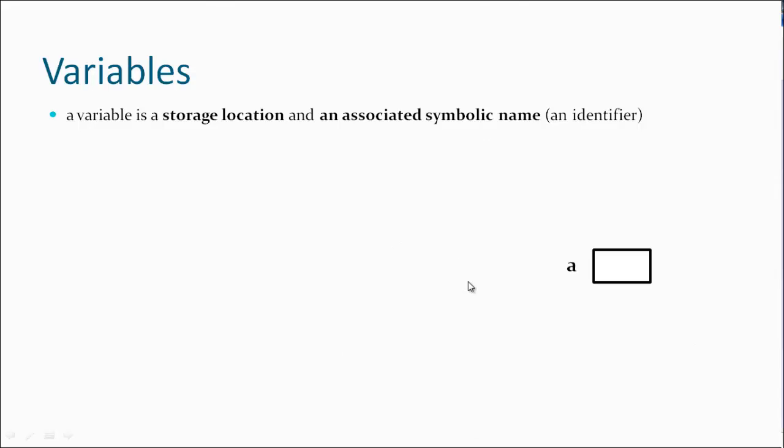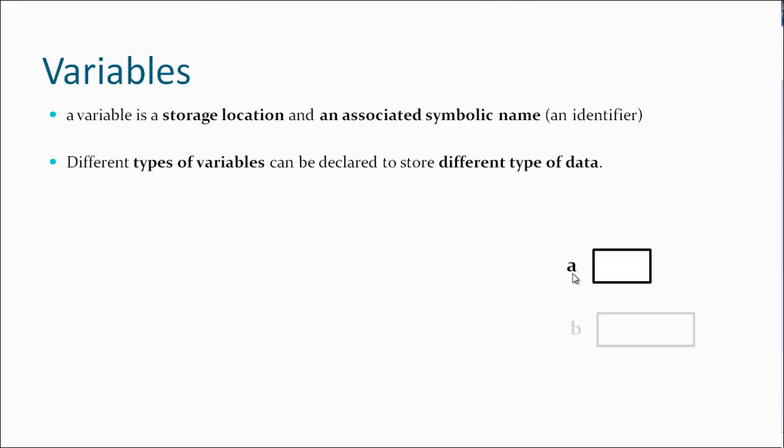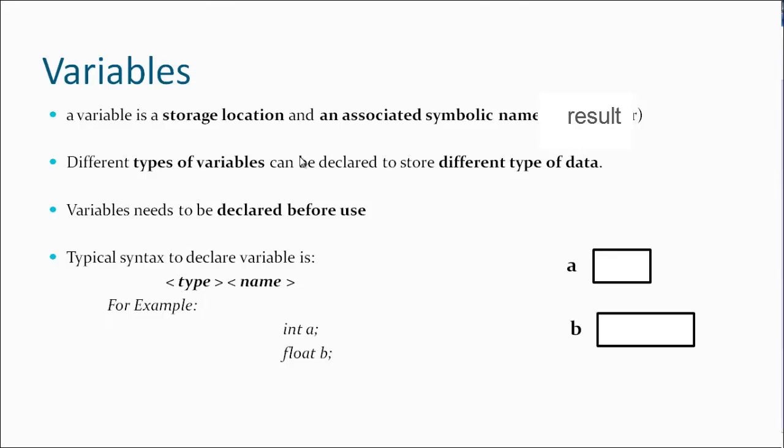For example, A. This is the identifier. Information or values that we want to store in a variable can be of different types and sizes. That's why a variable can be declared as different types depending on the requirement of the program. The declaration of that variable has to be done before we use it. The syntax to declare a variable is very simple: data type and then variable name. For example, int a or float b.